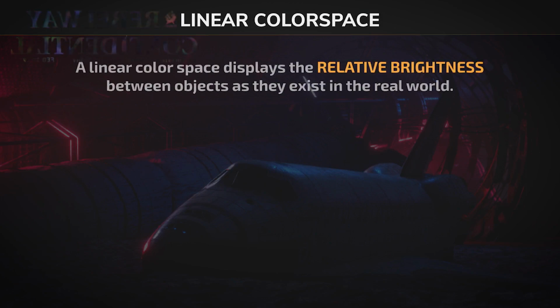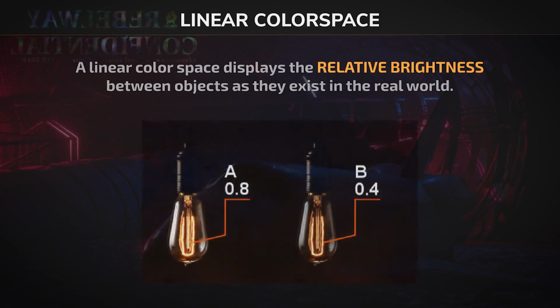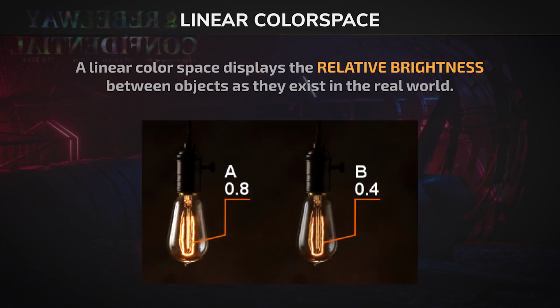Well, a linear color space displays the relative brightness between objects as they exist in the real world. For example, if we had two light bulbs where light bulb A is twice as bright as light bulb B, we would see the following luminance values in a linear color space. A would be 0.8 and B would be 0.4.